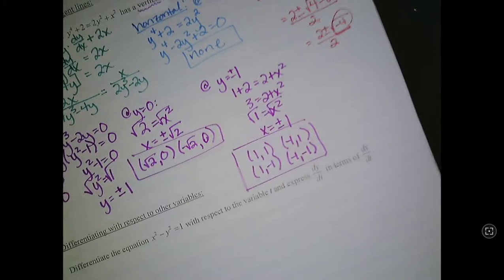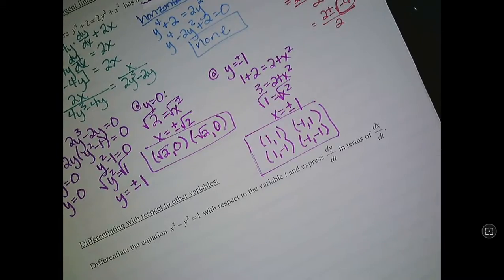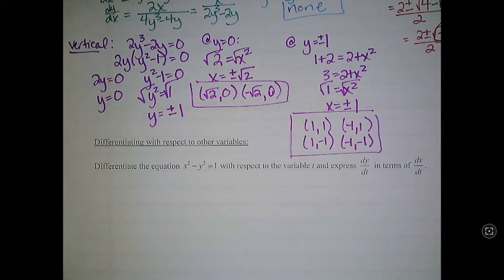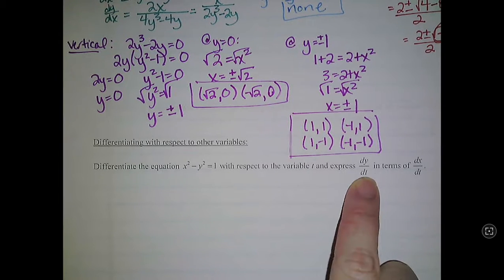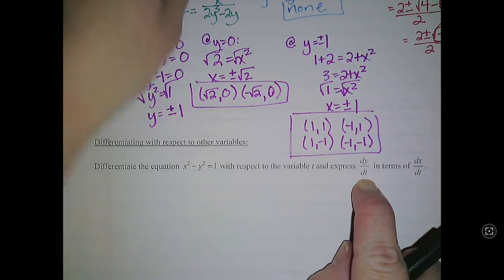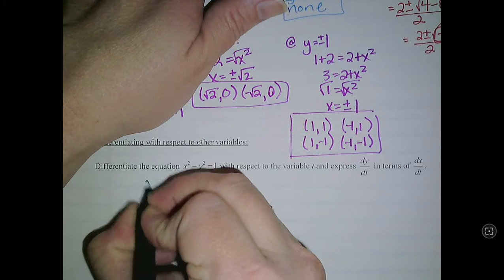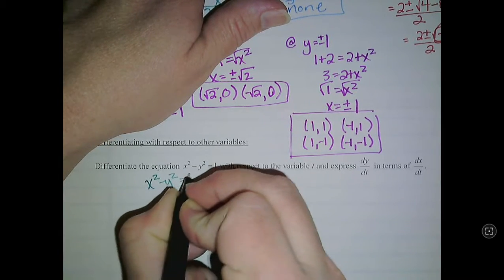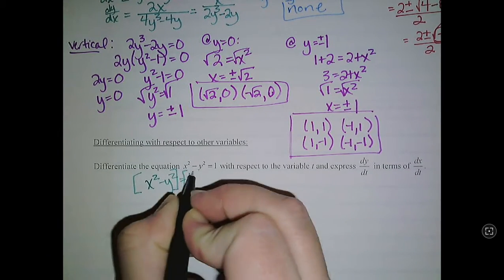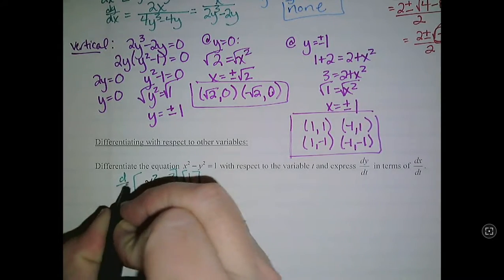So we're going to differentiate x squared minus y squared equals 1 with respect to t, and we're going to solve for dy/dt expressed in terms of dx/dt. So this time, because I'm looking for dy/dt, I'm going to start by taking my equation, x squared minus y squared equals 1. And this time, I'm looking for the rate of change of y with respect to t. So I'm going to differentiate with respect to t.